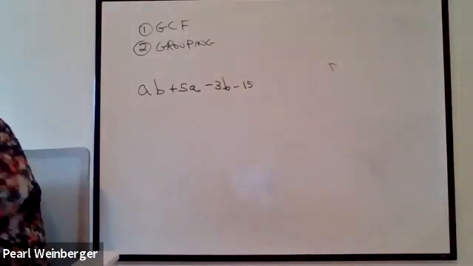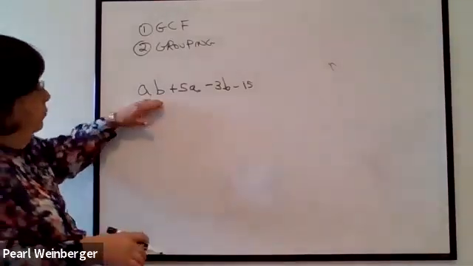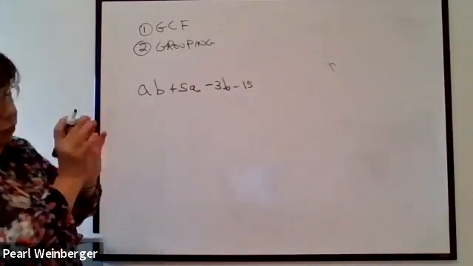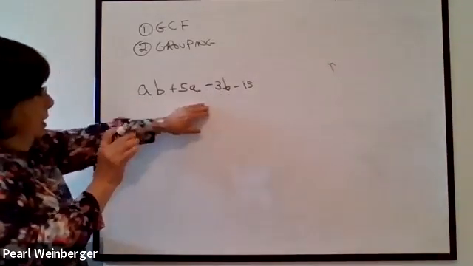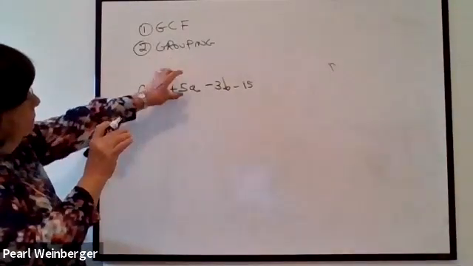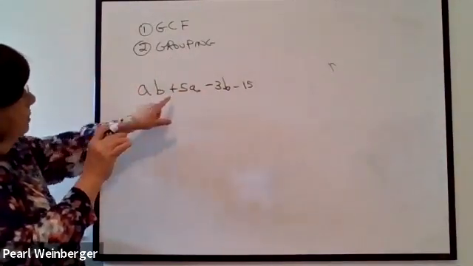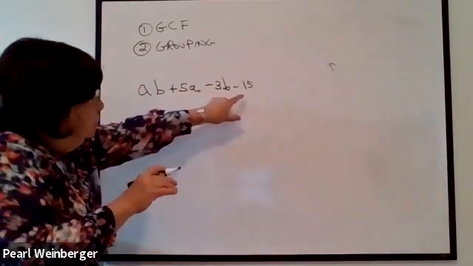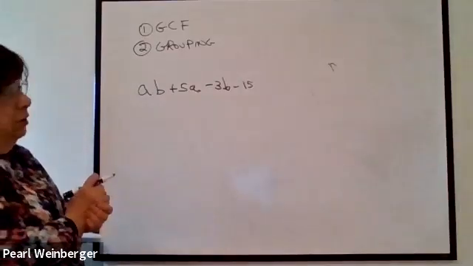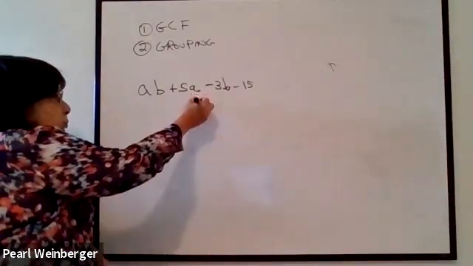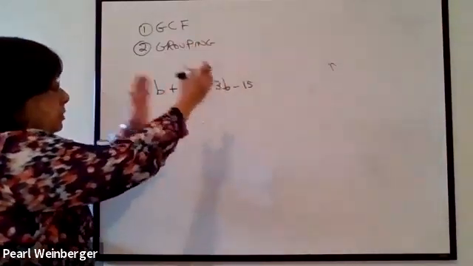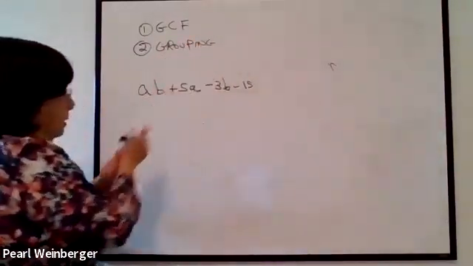Okay, again, I have 4 terms. Again, this grouping method works when we have 4 terms. And I can't combine any of them, and there's no common factor of all of them, because even though 5 goes into these two, it doesn't go into this. There's no common factor throughout. So again, I try this grouping. I break it down into 2 binomials, 2 in the front, 2 in the back.